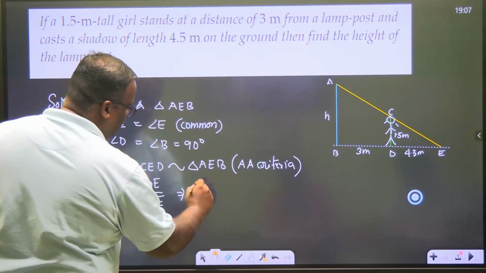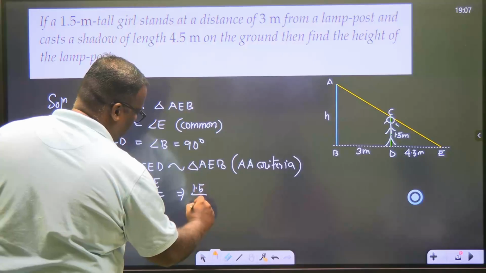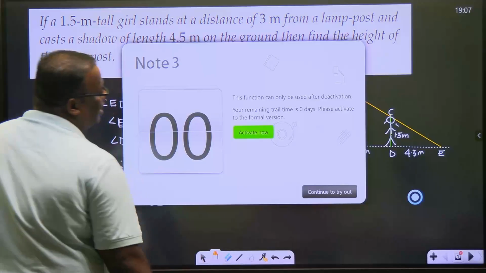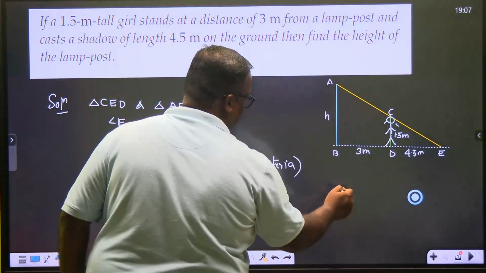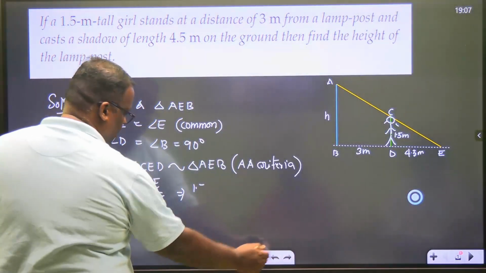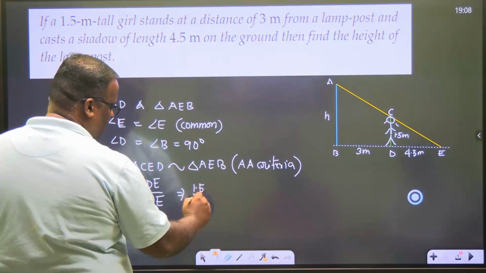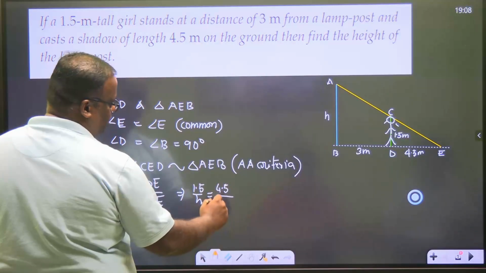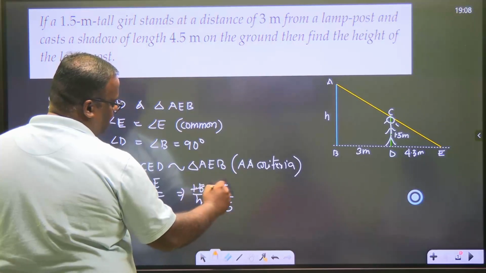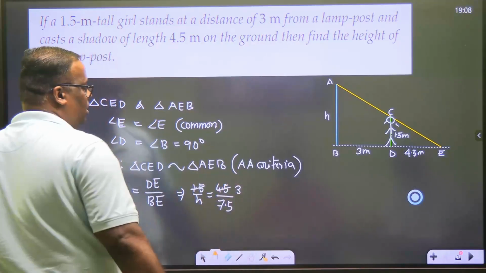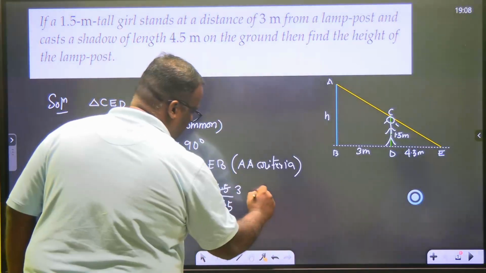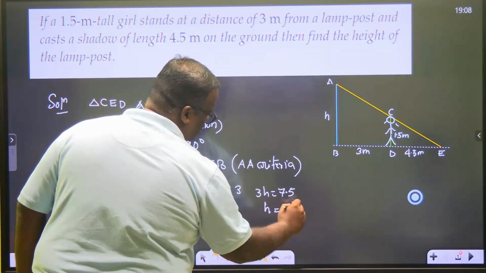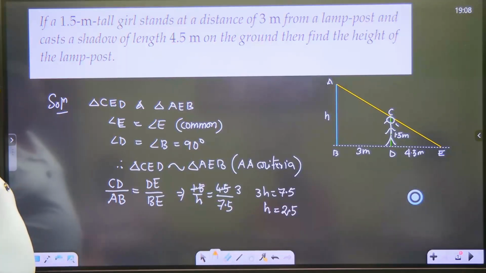CD's measurement is 1.5 over H, which is equal to DE, which is 4.5 over how much? 7.5. So 1.5 into 3 gives you 4.5. So 3H should be equal to 7.5. That means H should be equal to 2.5.